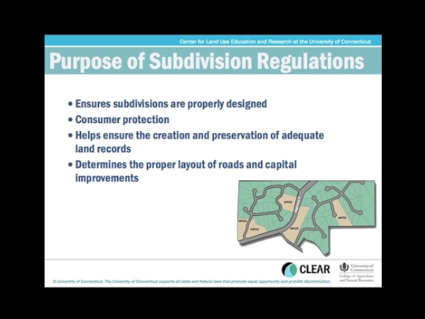It ensures, and this is important certainly for the communities, the creation and preservation of an adequate land record, so you know where the lot lines are. So if there's future conflicts or disputes over boundary lines, you have a way of going back and looking at those. And then also it determines the proper layout of roads and capital improvements. So that's another big thing, where the sewer lines go, water lines, as well as roads and laying out roads.